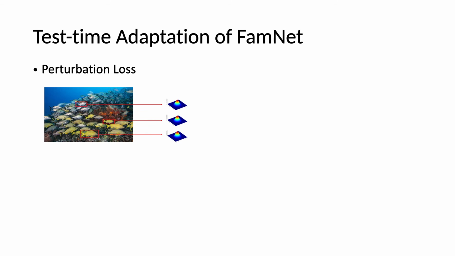The second loss that we use for adaptation is perturbation loss, which forces the density values within these bounding boxes to stay close to a Gaussian, and this constraint can be enforced by the perturbation loss. Here Z_B is the density map within a bounding box, and G is a Gaussian kernel.